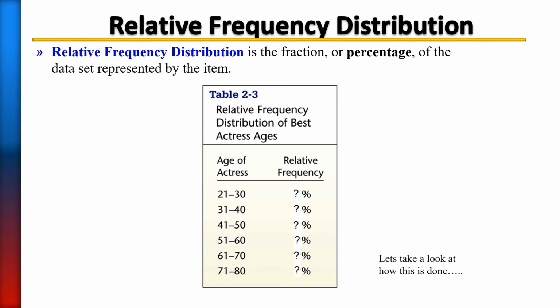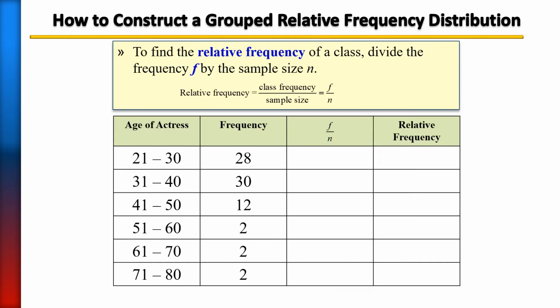So let's find out how we can convert a regular frequency distribution table into a relative frequency. To find the relative frequency of a class, all you have to do is divide the frequency, that means the number of times it appears or the number of people within that group, by the sample size. In other words, divide it by the total number of people that were surveyed.